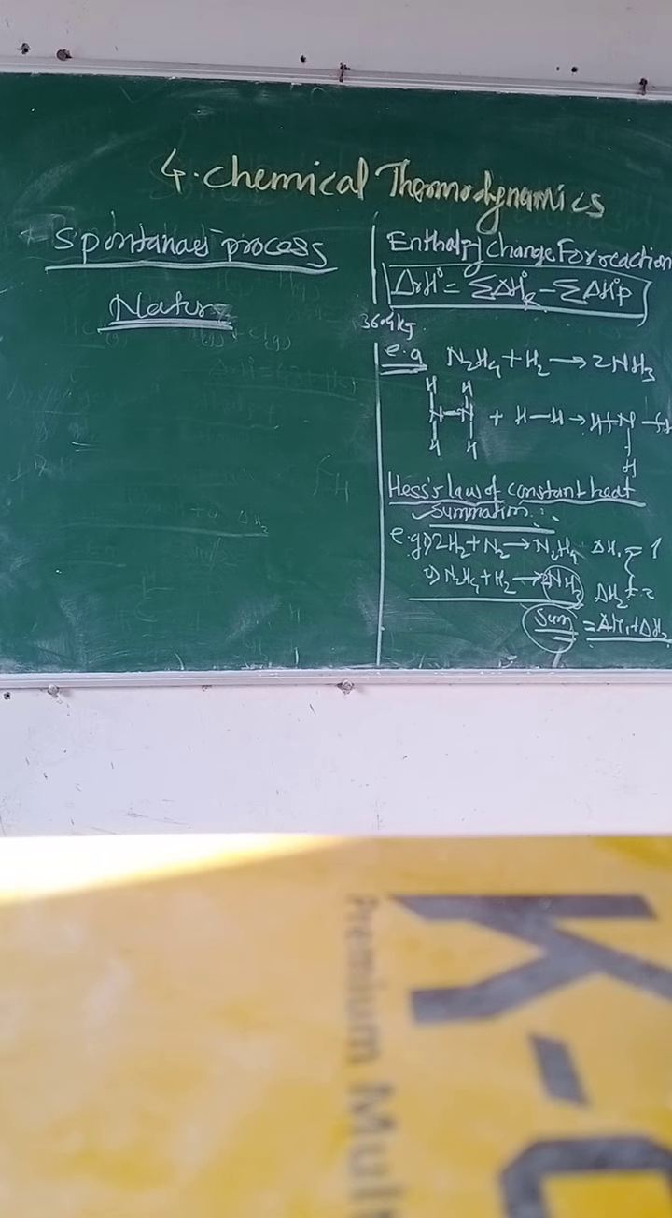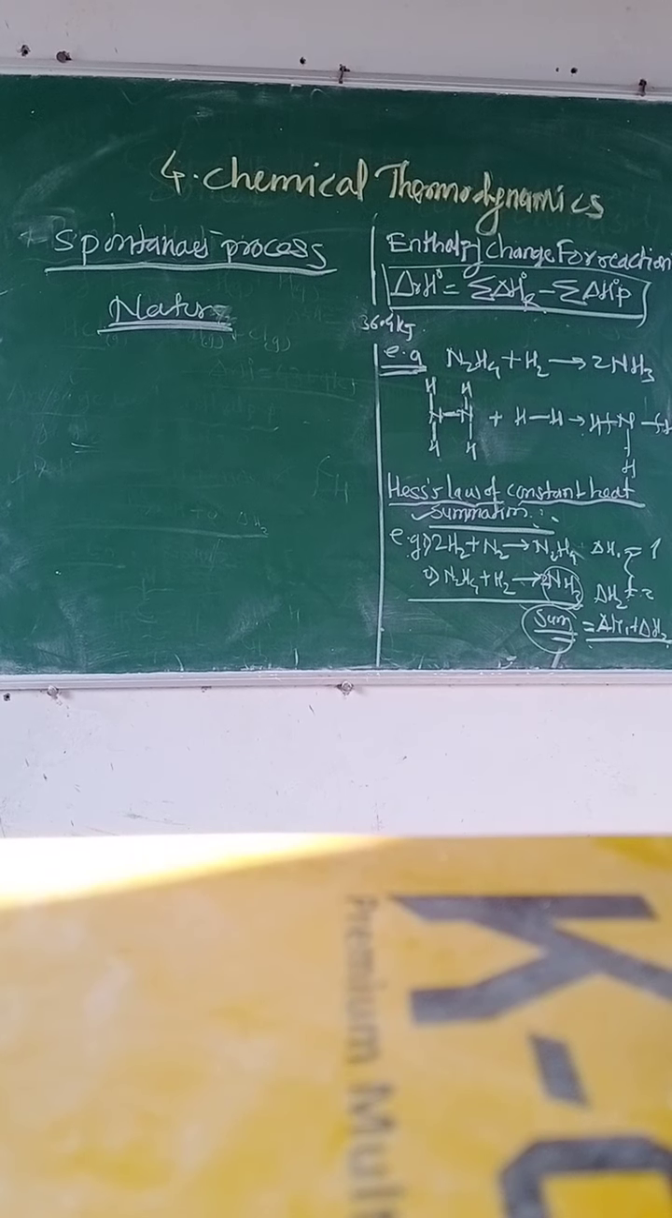Here are the key points for the spontaneous process. First, it occurs on its own and does not require an external agency to occur. Second, it proceeds in only one direction and cannot proceed in the opposite direction. Third, a spontaneous process can be rapid or slow; spontaneity is not concerned with the rate of reaction. Fourth, the process continues till equilibrium is reached.